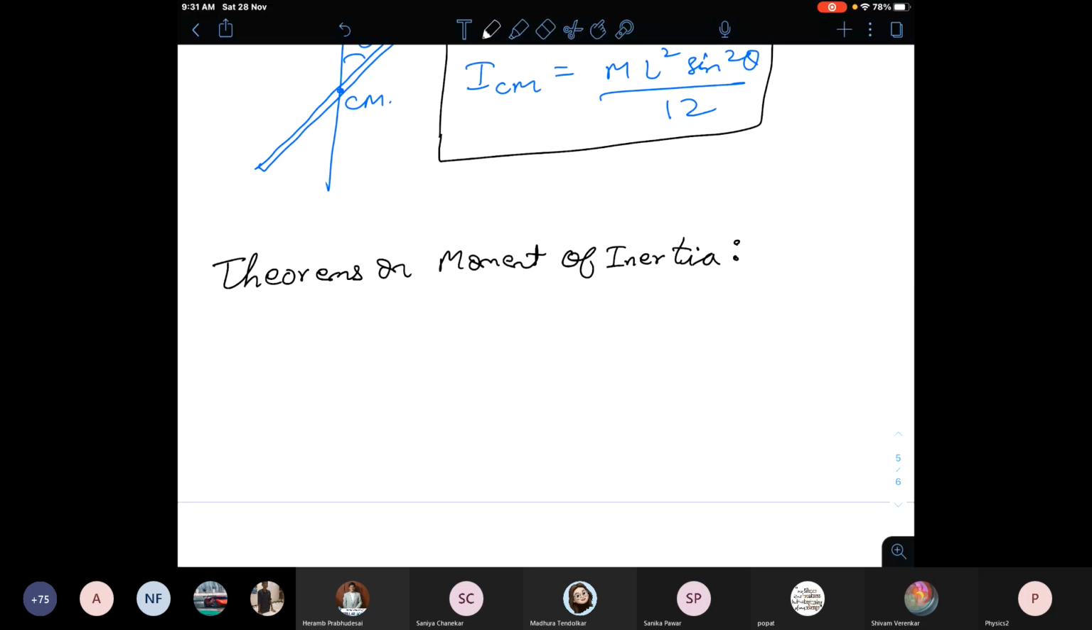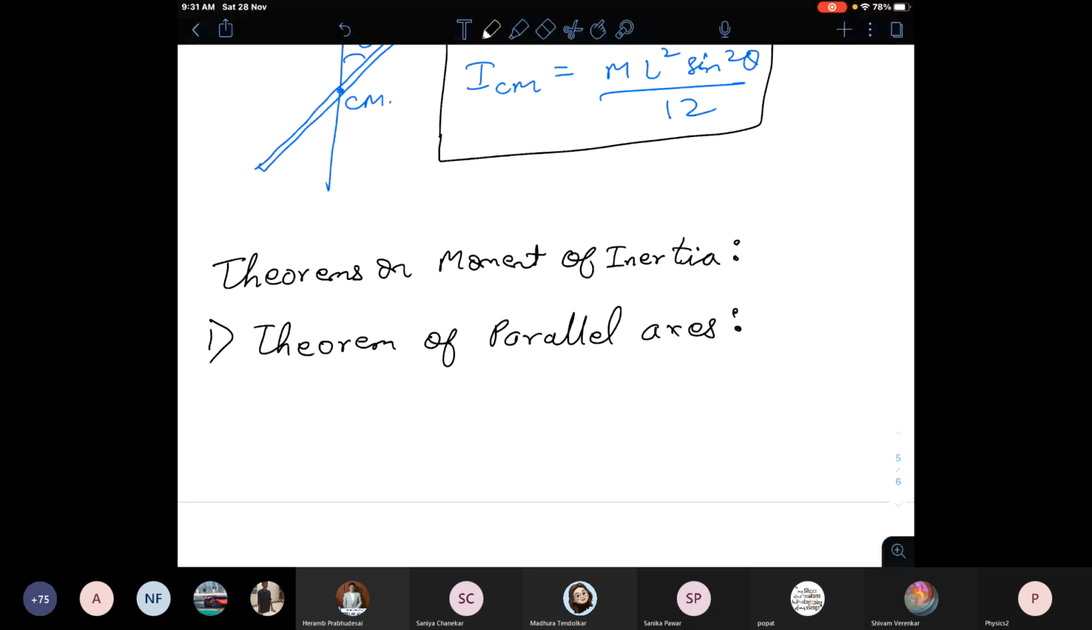Okay, there are two theorems on moment of inertia which determine what should happen if the axis is changing. The first theorem is the theorem of parallel axis. So what happens in this case?